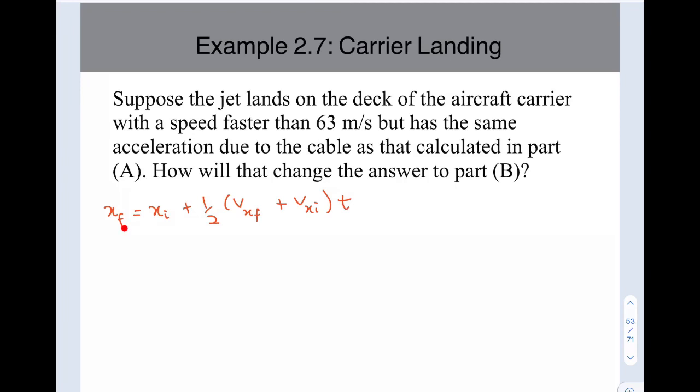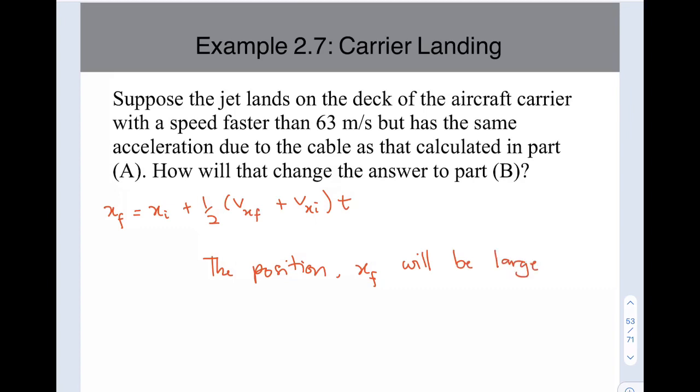It's directly proportional, right? So, because the question is asking how it will change, in terms of interpretation, the position, or the x final, will be larger.